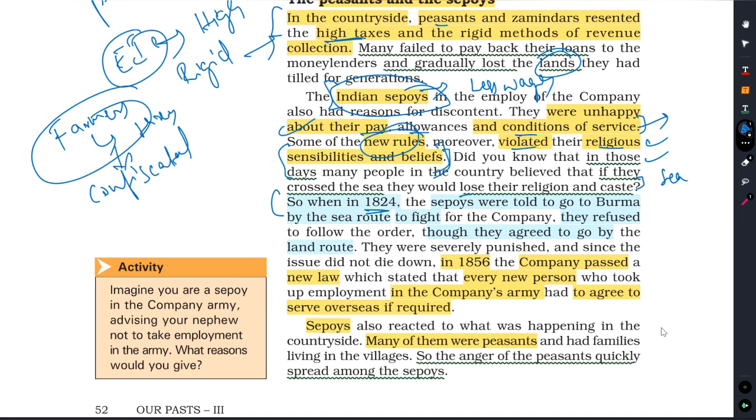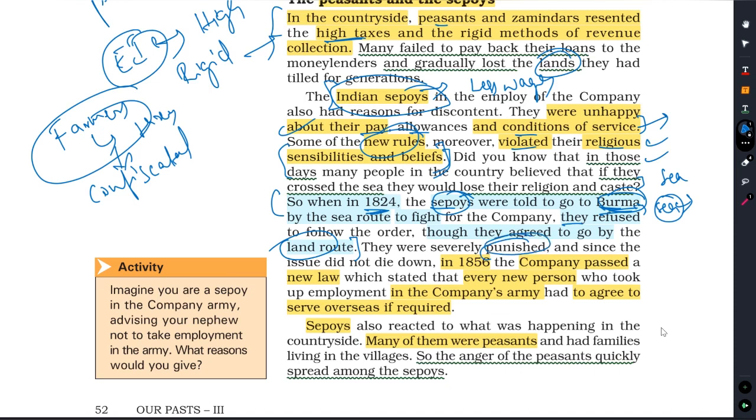So in 1824, when sepoys were told to go to Burma to fight for the company, they were told to cross the sea and go to Burma by the sea route. But these sepoys believed that it violated their religious beliefs. They agreed to go by the land route. When they refused, they were severely punished by the British East India Company.